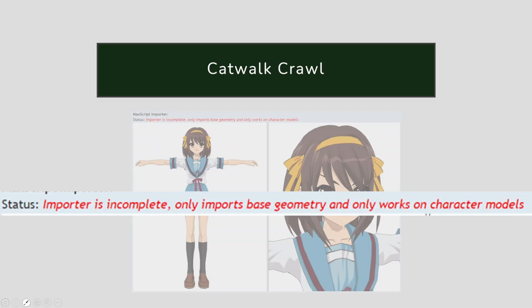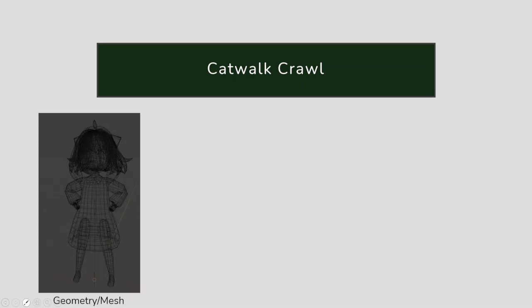So I messed around with this script, and the good thing about it was that it gave me a really nice primer on how 3D models work, which I will now impart to you. So, here we go. An animated 3D model has four main components. The first is its geometry, or mesh.